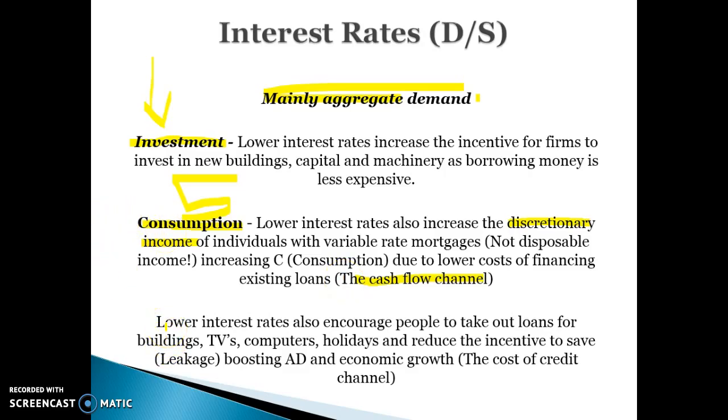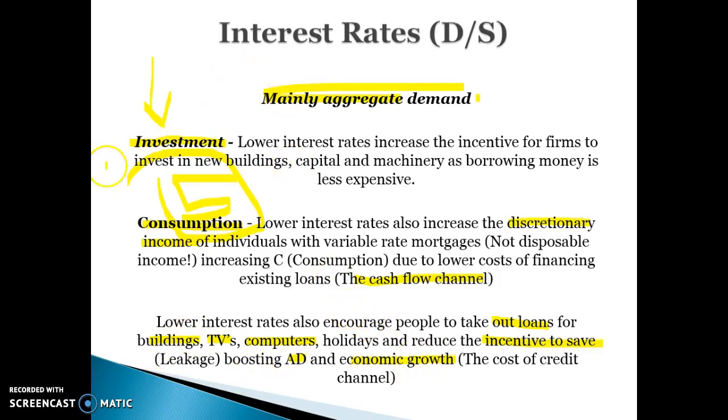The second reason is that lower interest rates also encourage people to take out new loans. If your family wanted to go on a holiday and you didn't have any debt, with low interest rates you'd be more willing to take on debt because you're going to be paying back less on that debt. So there's more incentive to buy your first house, spend money on a TV, increase your credit card loan, or spend on computers and holidays. It also reduces the incentive to save, because if I had $100,000 in the bank, at 5% I'd be getting $5,000 on my savings, but at 3% I'm only getting $3,000. So that's going to boost aggregate demand and economic growth.